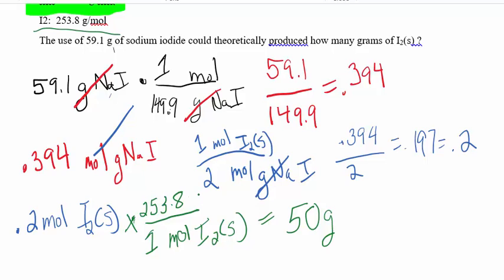I'm sorry, I should have put that here. I2 solid grams of iodine solid. Okay? So that's the first step. So that's answering part A.